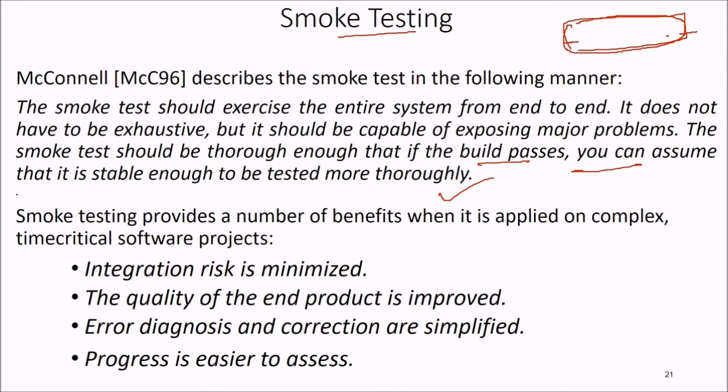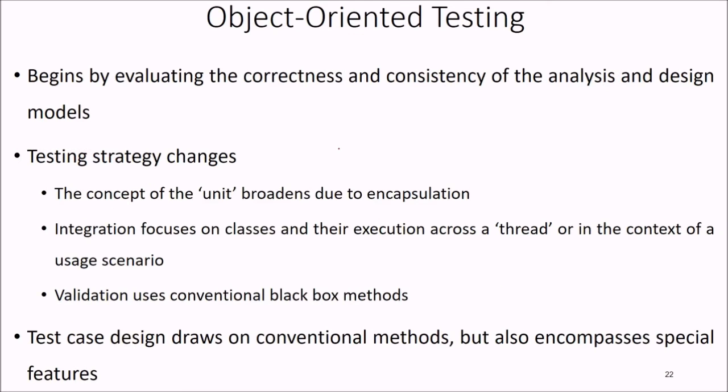That means once you test, and you assume that the smoke testing has passed, that the build has passed, now it is stable enough to be testable, so you can test it more thoroughly. Smoke testing provides a number of benefits when it is applied to complex time-critical software projects. First, the integration risk is minimized, the quality of the end product is improved, the error diagnosis and corrections are simplified, and the progress is easier to assess.